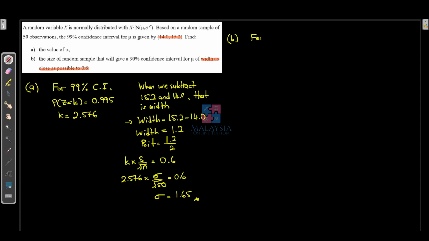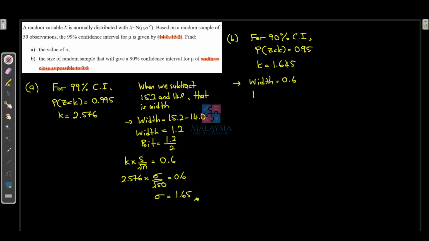So for 90% CI, probability of z less than k equals 0.95. So for 0.95, the value of k is 1.645. Okay, wait, let me check. Yes, the value of k is 1.645. So when they say the width to be as close as possible to 0.6, then we just write width equals 0.6. This is not an inequality, this is just an equation. We just want to see what is the random sample that will give us the width as close as possible to 0.6.